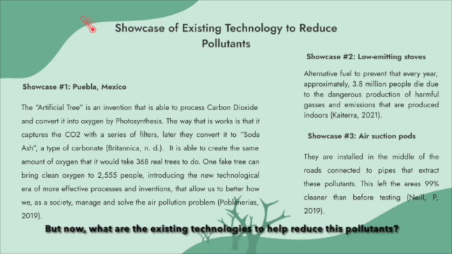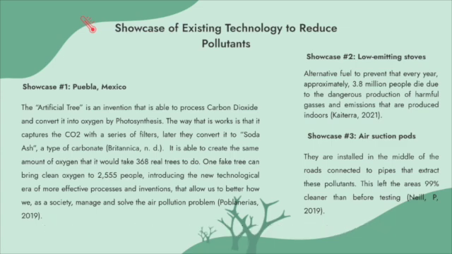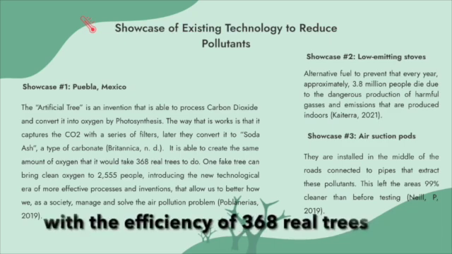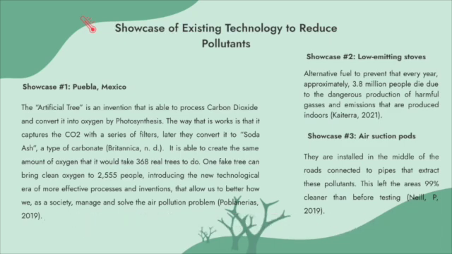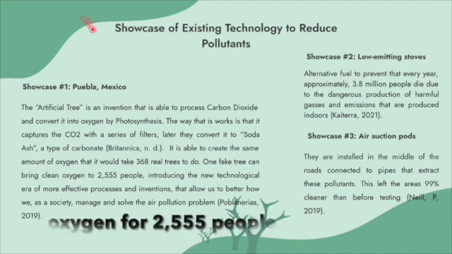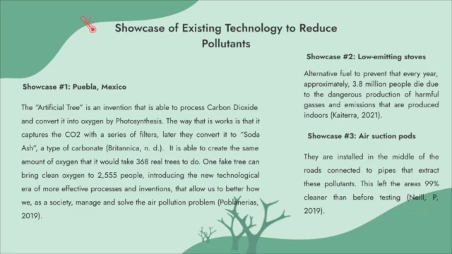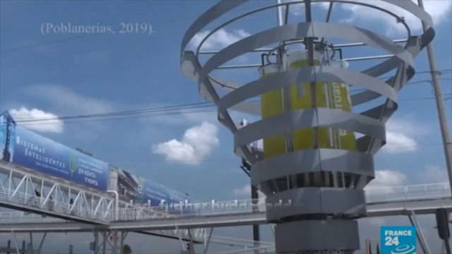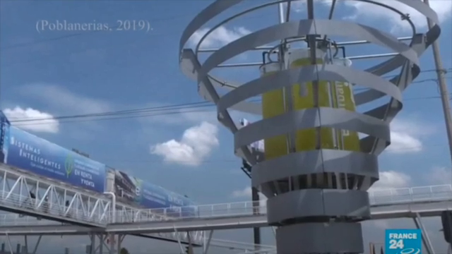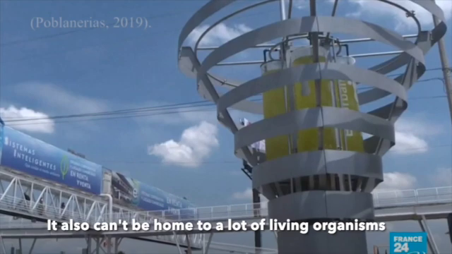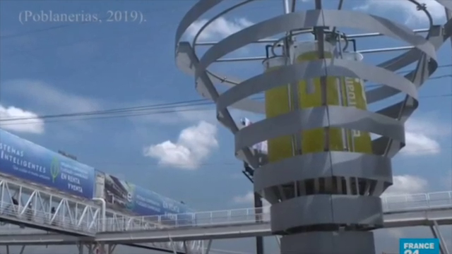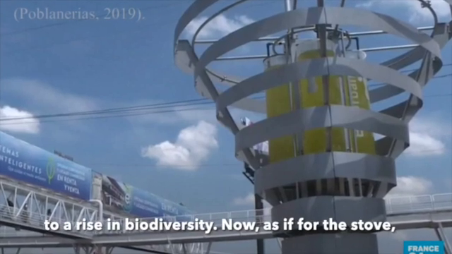But now, what are the existing technologies to help reduce these pollutants? For instance, in Puebla, there is an artificial tree with the efficiency of 368 real trees. This means that it can provide oxygen for 2,555 people. Yet, the price of the device is $50,000 plus, if needed, further budget addressed to repairs and maintenance. It also can't be home to a lot of living organisms such as birds and squirrels, etc. And this means it won't contribute to a rise in biodiversity.